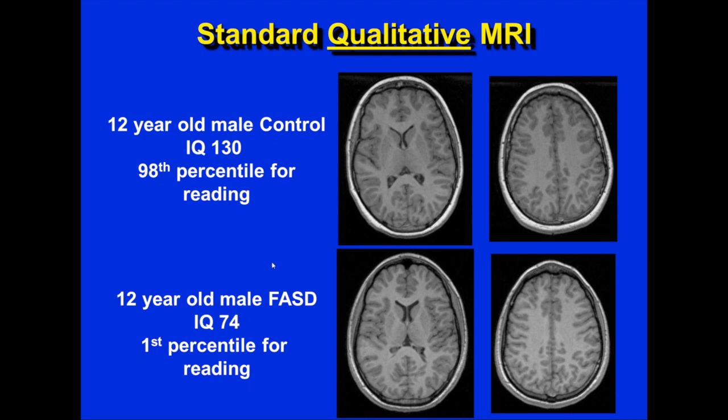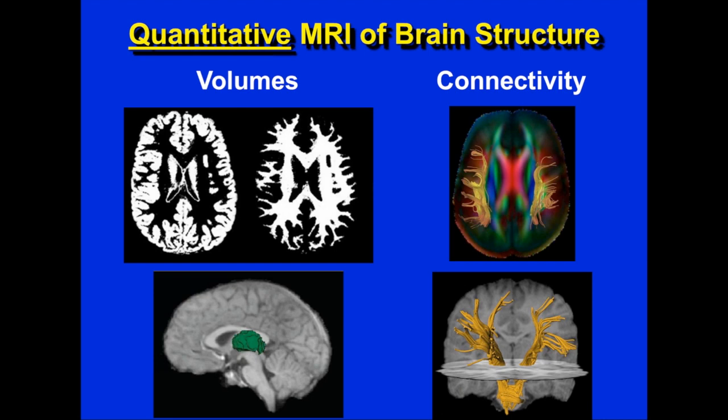That highlights a very important aspect: to use MRI effectively, we have to do quantitative MRI. And that means measuring stuff. That's what scientists do. We like to measure things, come up with numbers, and then compare them. Two things that we can compare are volumes. Here on the left, we have gray matter volume. We can measure white matter volume here. You can measure deep gray matter volumes. And we can also measure connectivity of different brain regions. This tract here connects Broca's and Wernicke's areas for language.